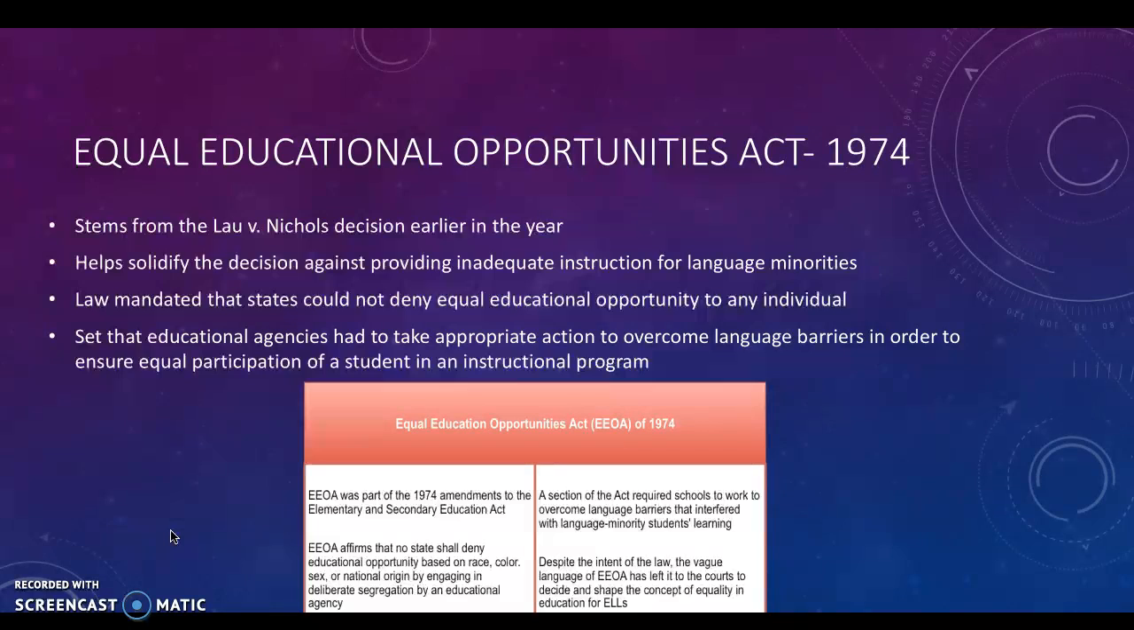This basically established that educational agencies had to take appropriate action to overcome language barriers in order to ensure equal participation of a student in an instructional program. This really did work to firmly establish that we are not just going to put students into an equal learning environment, but we're going to overcome these language barriers that they bring with them to school to ensure that they're getting equal participation in learning. They're not just going to get to sit in the classroom, they're going to learn as much as their peers are going to.